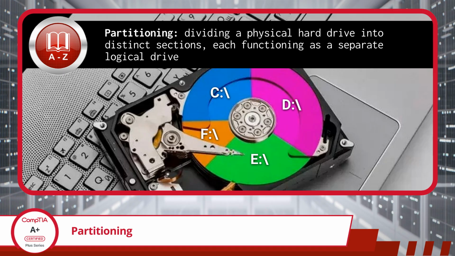Partitioning a physical hard drive involves dividing it into distinct sections, each functioning as a separate logical drive. This process is essential for organizing data and managing storage efficiently. When you partition a drive, you're working at the drive level, creating a partition table that keeps track of the locations and sizes of each partition. Two primary partitioning schemes are the master boot record, or MBR, and the GUID partition table, or GPT.